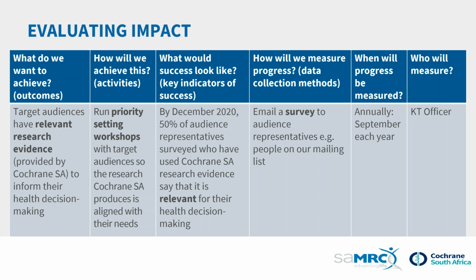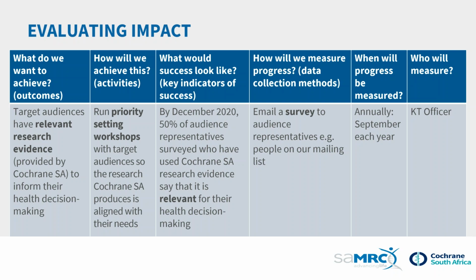But we also need to find out whether running priority setting workshops will result in target audiences having relevant research evidence. And so our evaluation question is really whether running priority setting exercises will result in target audiences having relevant research. So in the third column, we'll need to define what success looks like. So what does it look like when target audiences have relevant research evidence?